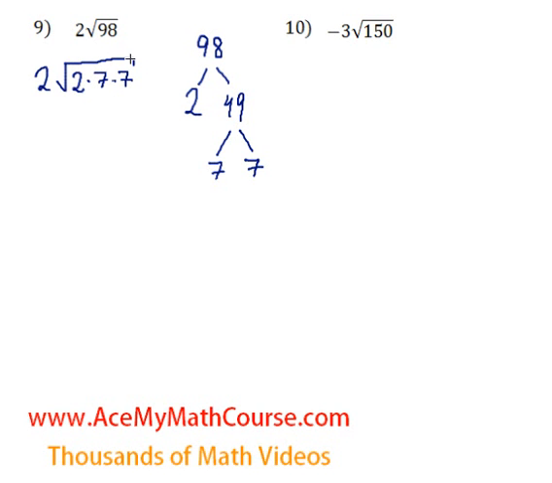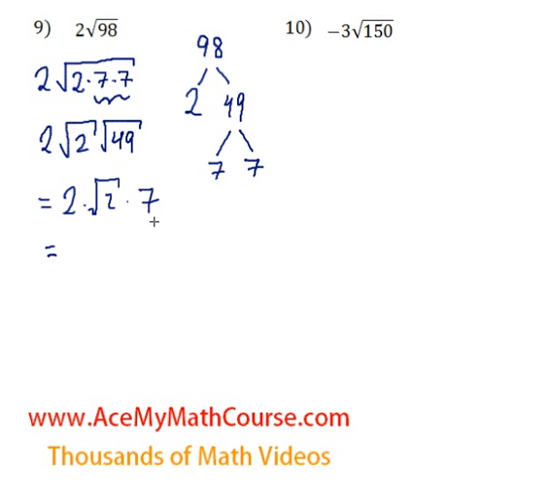And we can only take out numbers from within the square root in pairs. So we have 7 times 7. So I can rewrite this as 2 times the square root of 2 times the square root of 7 times 7. And 7 times 7 is 49. So we have 2 times the square root of 2. And the square root of 49, of course, is just 7, because 7 times 7 is 49. So we end up with 2 times the square root of 2 times 7.